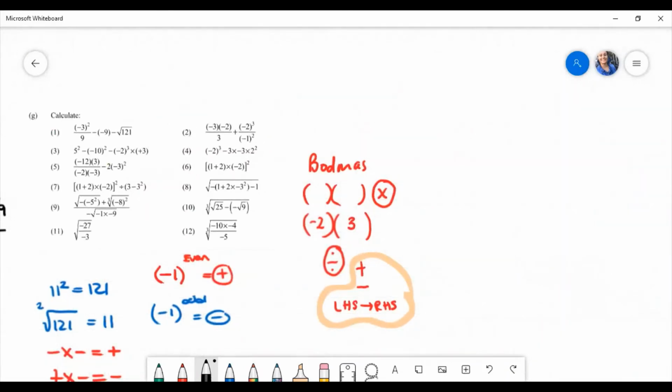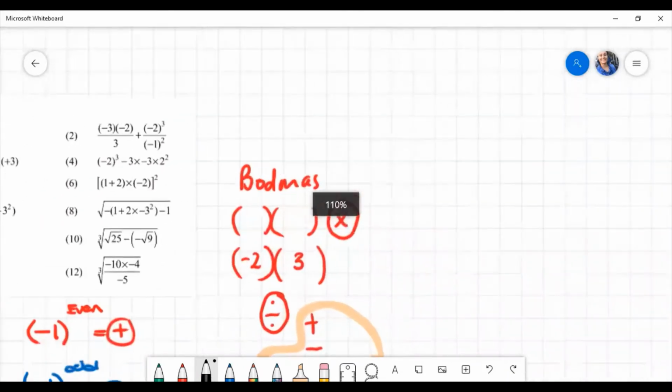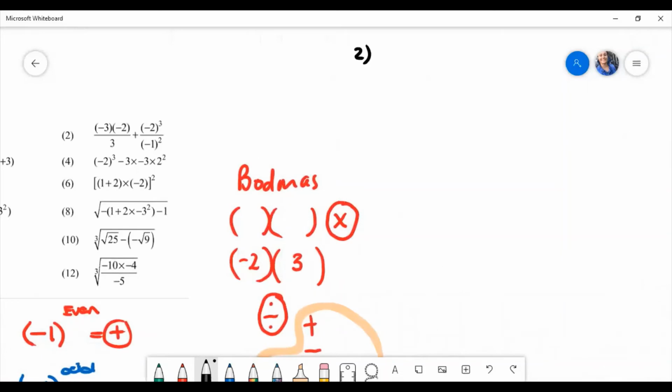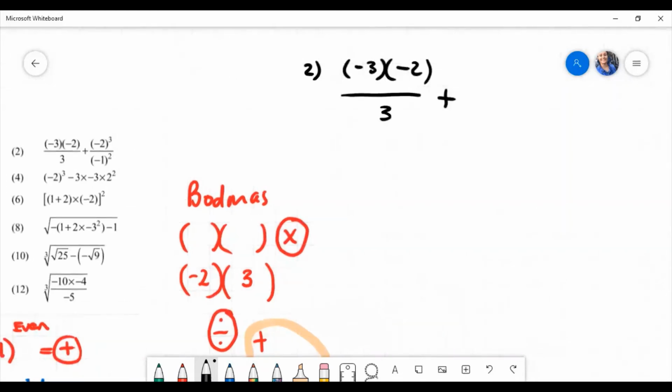Right, let's look at that number 2. Okay, so number 2 gives me a negative 3 times a negative 2 over 3 plus. And then I have negative 2 to the power of 3 over negative 1 to the power of 2. Okay, so I can see that with that first term, I have one term, but I have product in the numerator. So I will have to sort out my sign.